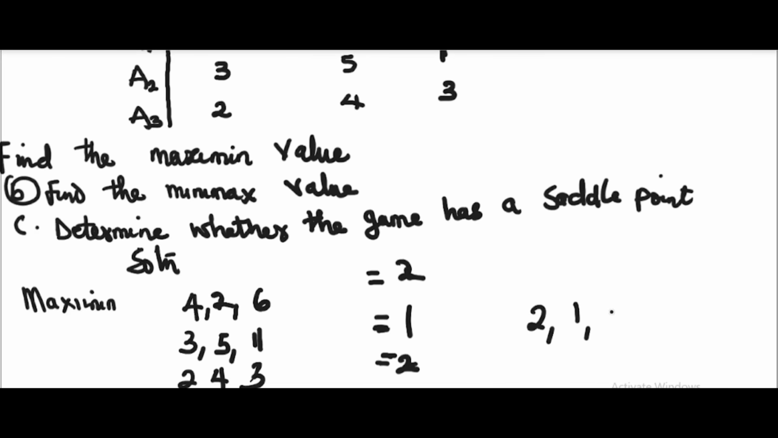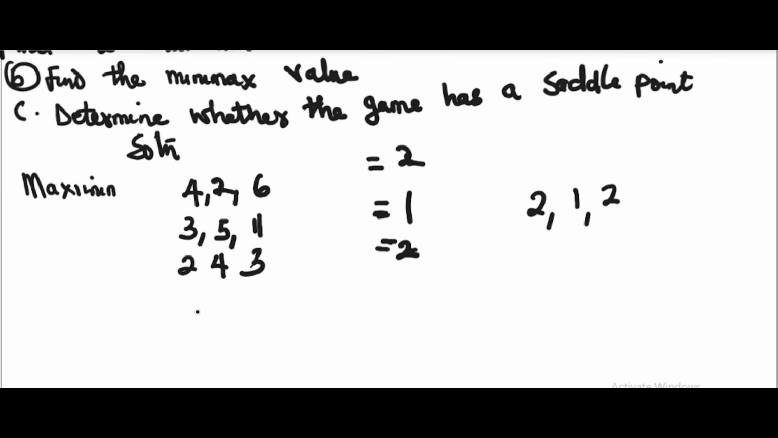Maximin is saying we should pick the maximum out of these minimums. So what is the maximum? The maximum is equal to 2. That is the largest out of the minimums. So the maximin is 2.